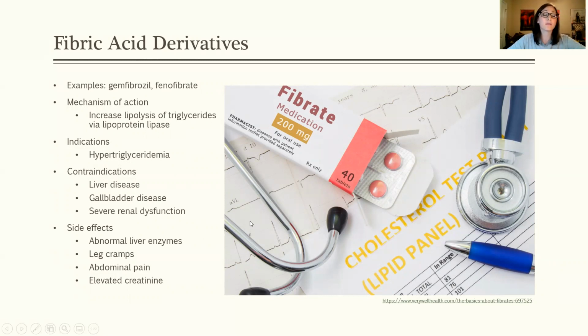Contraindications, again, liver disease, gallbladder disease, and severe renal dysfunction. Side effects include abnormal liver enzymes, leg cramps, abdominal pain, and elevated creatinine.